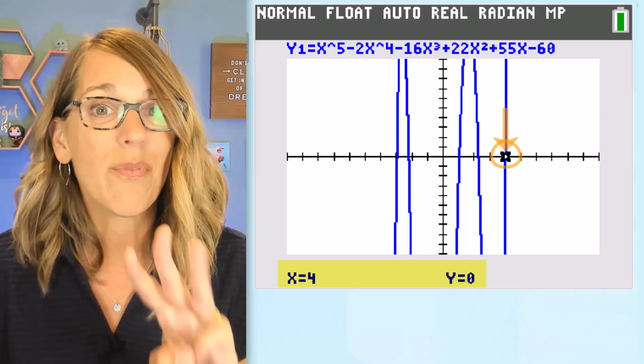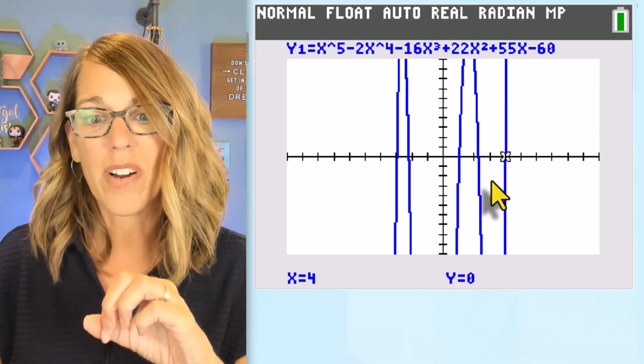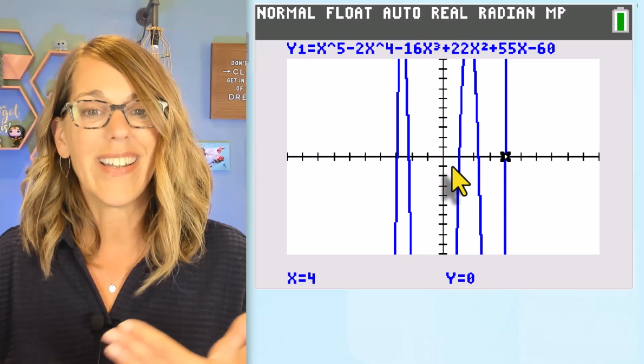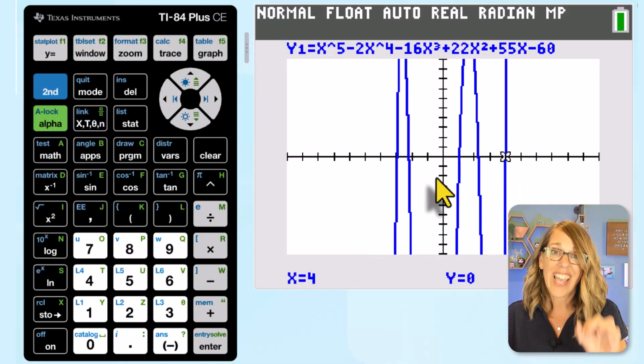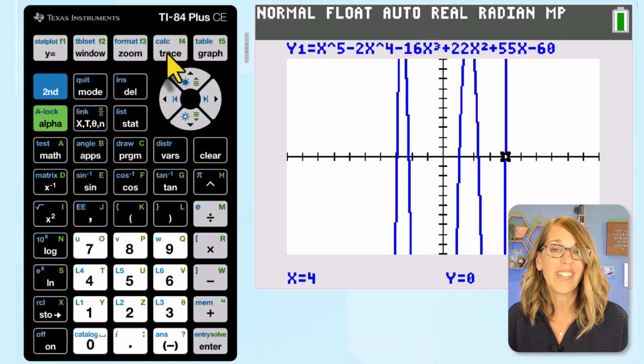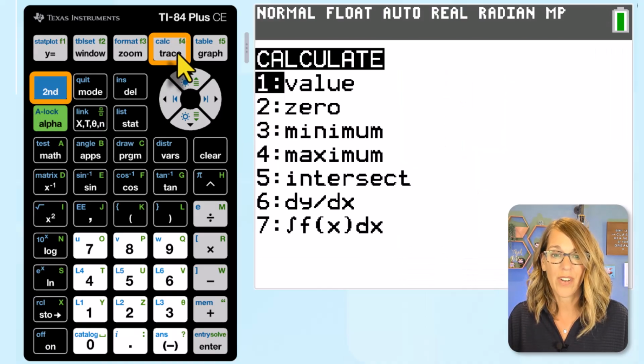Okay, so we've got 3 really nice zeros, the -3, the 1, and the 4, but we want to be able to find these not so nice zeros. To do that, we're going to go into the CALC menu, which happens to be second here of trace. So I'm going to go second followed by trace for CALC.